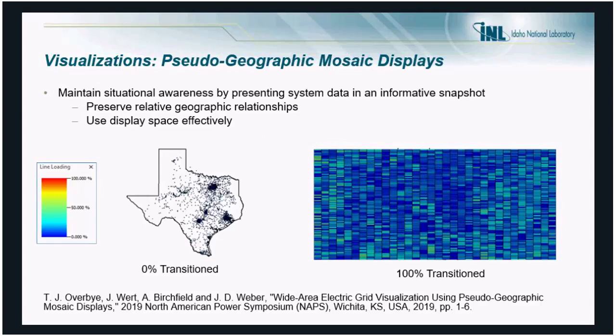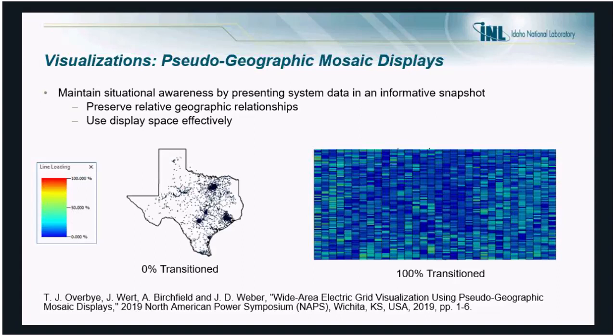The visualization that I'm going to be presenting in an example is called the Pseudo-Geographic Mosaic displays. This concept is presented in the paper referenced at the bottom of the screen if you have more questions or are looking for a more in-depth explanation. Essentially, this is one visualization approach that is tackling the trade-off between communication of information and using display space effectively, so that hopefully you can communicate the information within one quick snapshot.